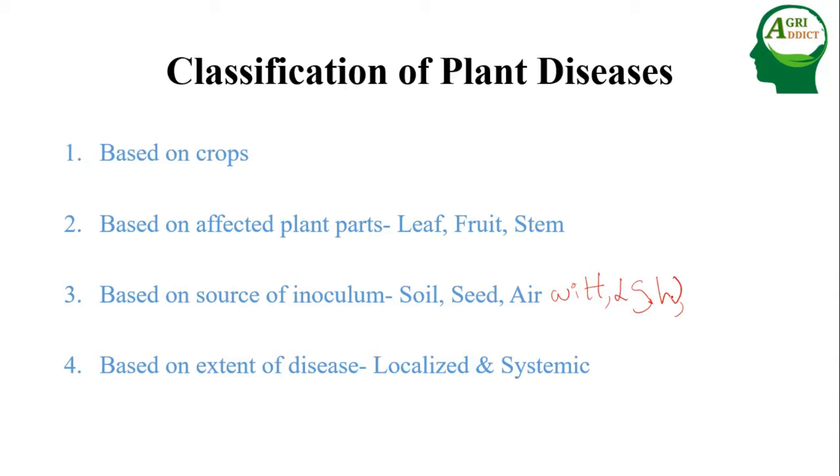Or else you can also classify on extent of disease. That means localized or systemic. Localized means you can see the symptoms only on the affected plant part, for example, the spots. Whereas systemic means you can observe the symptoms on the whole plant. For example, downy mildew. There will be downy growth, yellowing, and shredding of the whole plant. So this is a systemic disease. Like this, you can start classifying.